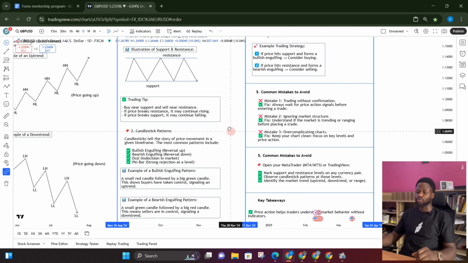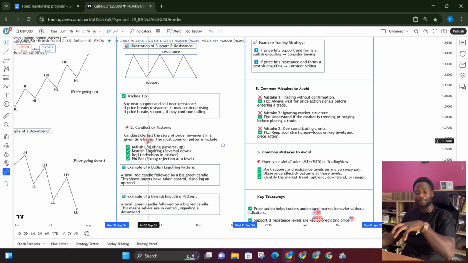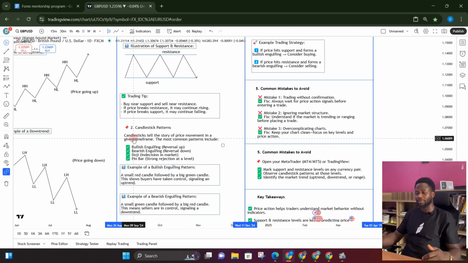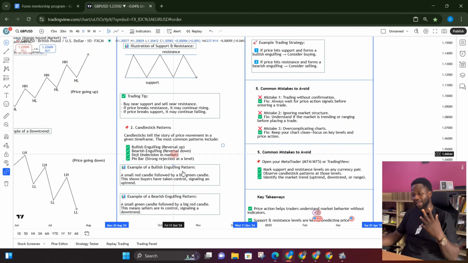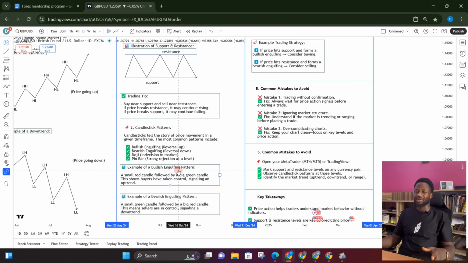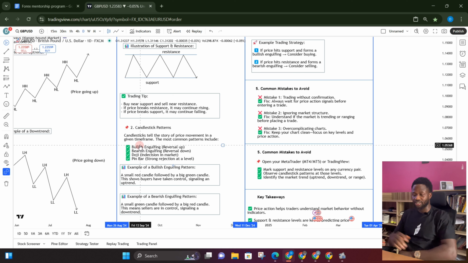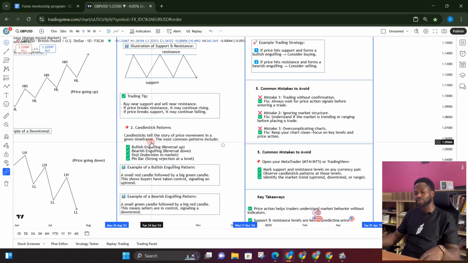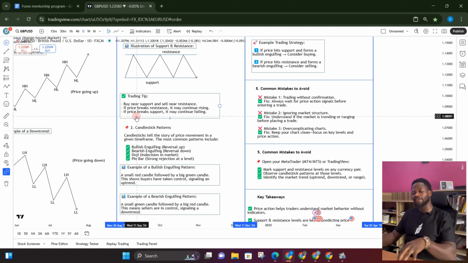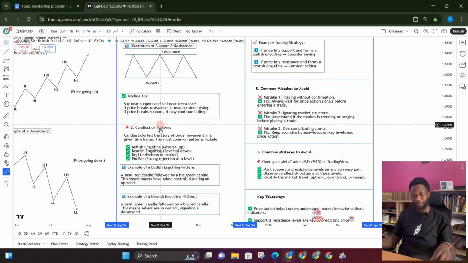And the second one is to look at candlestick patterns. Remember candlestick patterns? I will list some here, but we are going to focus only on two, because I focus on them more than every other. There are a lot of candles in the market, but I focus on these even way more. So candlesticks tell the story of price movement in a given time frame.